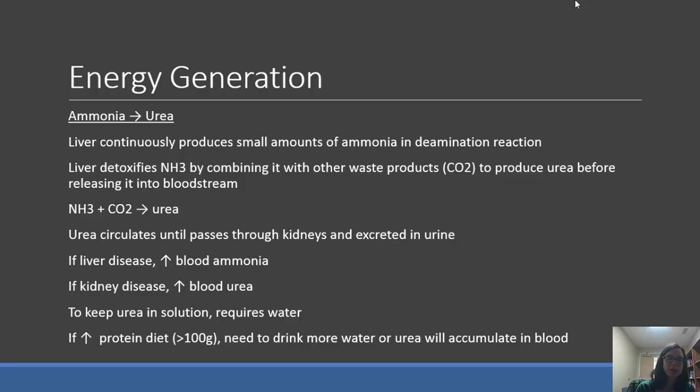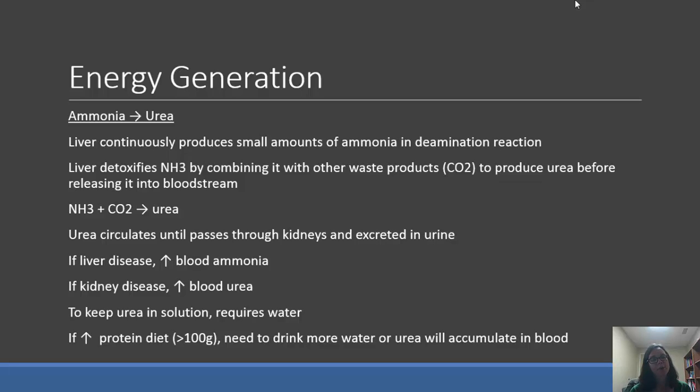So if our liver isn't functioning properly, then the liver is not able to detoxify the ammonia, and we'll have high levels of blood ammonia. And we see this a lot with cirrhosis or hepatitis. And if we have kidney disease, then the kidney is not able to adequately filter out the urea for excretion in the urine, and therefore we have high levels of blood urea.